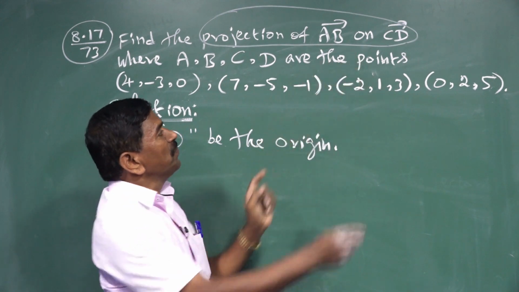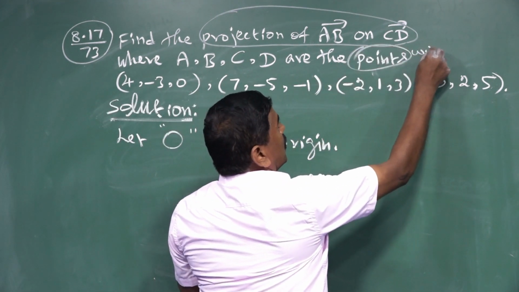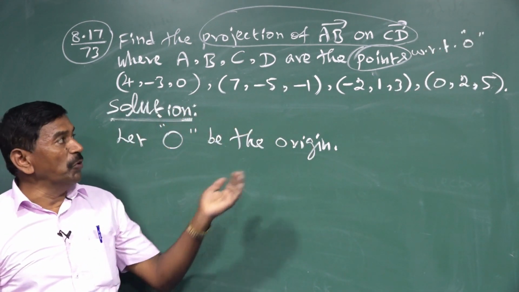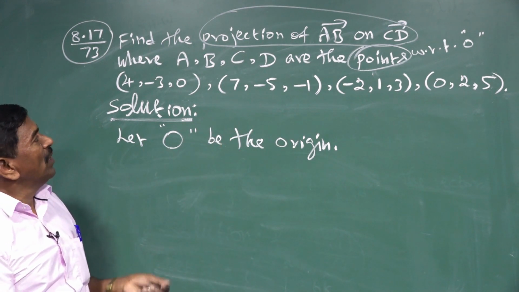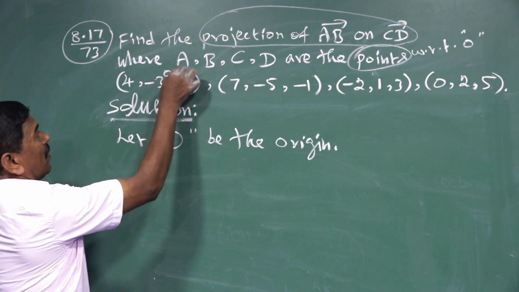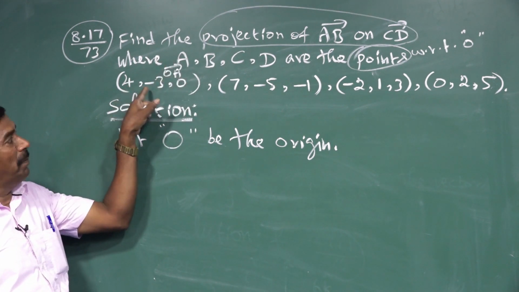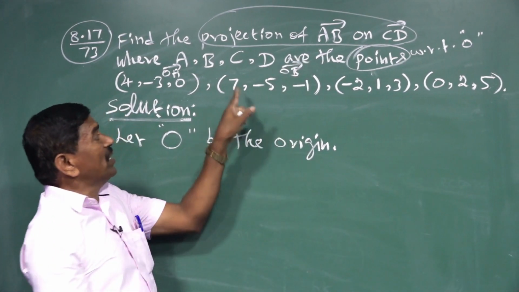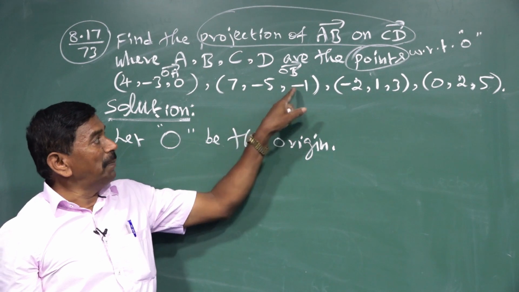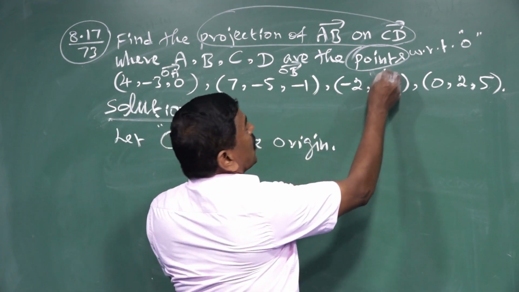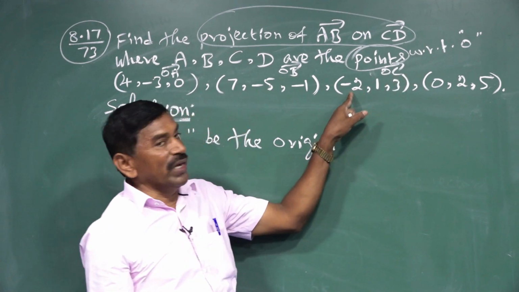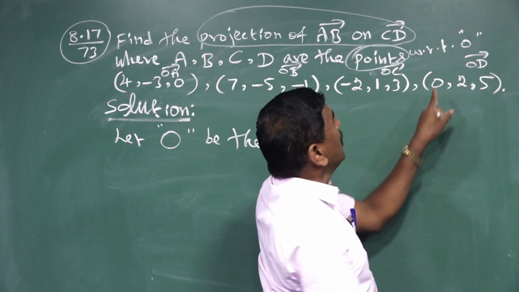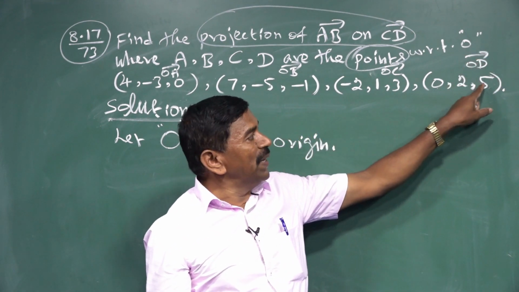See, points means with respect to origin O, we want to take position vectors. That is, the first one is vector OA. Vector OA equals 4 i cap minus 3 j cap plus 0 k cap. Vector OB is equal to 7 i cap minus 5 j cap minus k cap. And vector OC is equal to minus 2 i cap plus j cap plus 3 k cap. And vector OD is equal to 0 i cap plus 2 j cap plus 5 k cap.